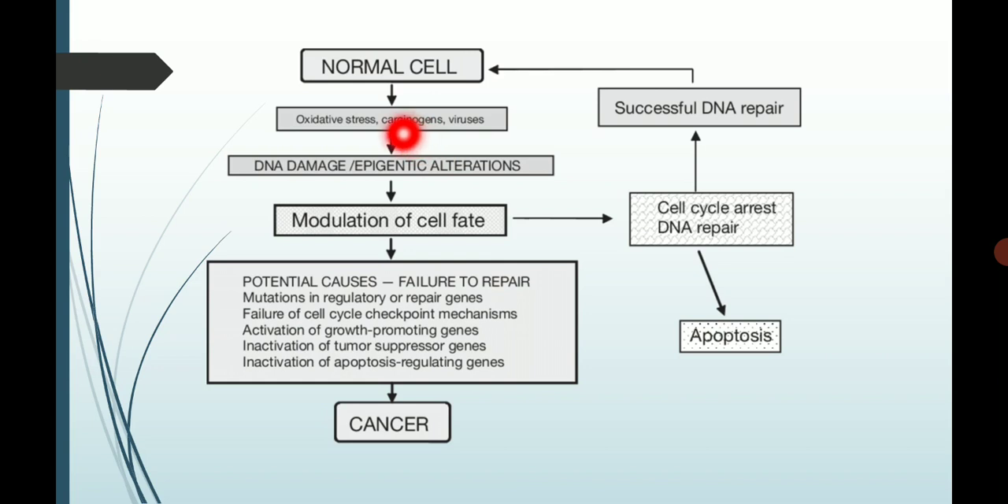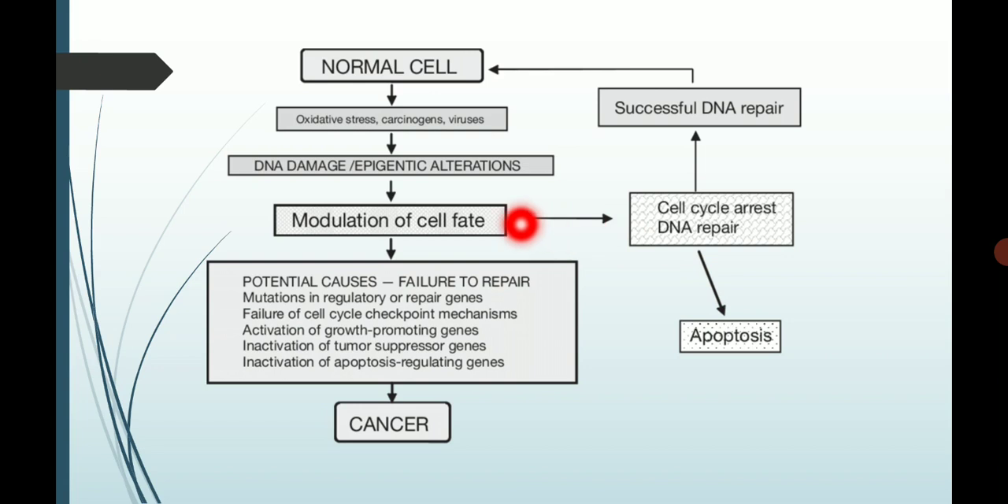Because of specific changes that happen during its lifetime, the particular cell will change its cell fate, and because of that it will be converted into a cancer cell. It also influences the failure of the DNA repair mechanism. In the normal condition, whenever cells have a small mutation, they undergo a DNA repair mechanism, and it also controls cell cycle arrest. After successful DNA repair, the cell goes back to the normal condition. If the cell is unable to correct itself, it will become a cancer cell. Or sometimes the immune mechanism of the body will take the cell into apoptosis, which means cell death.